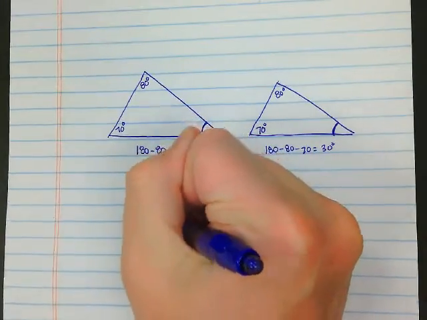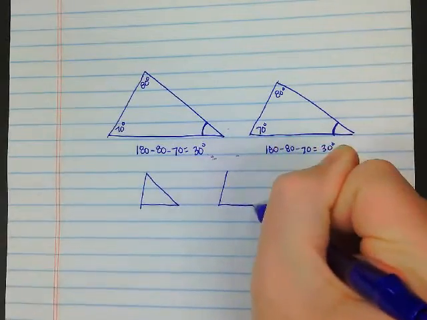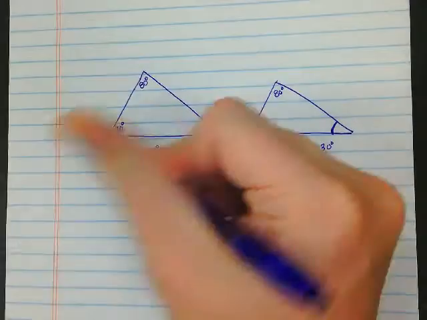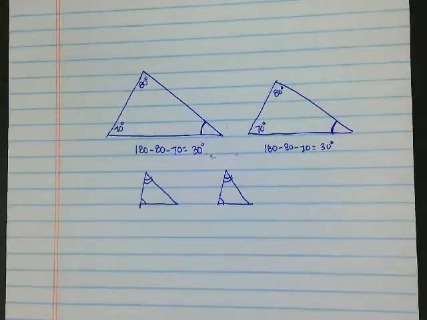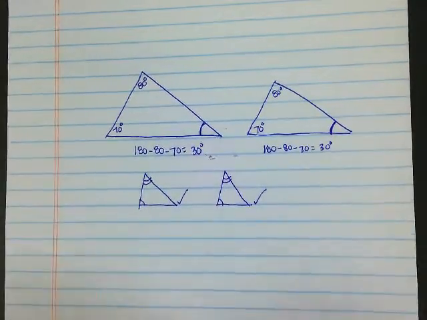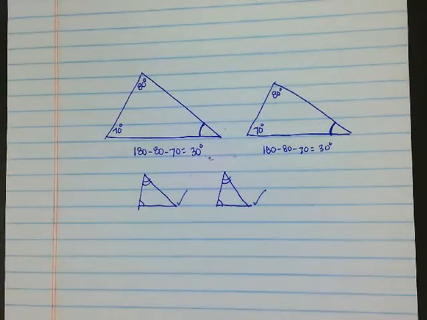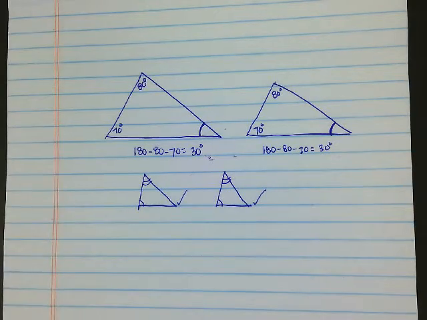If I have two triangles, I'll draw a different triangle here. If this angle is congruent to this angle, and this angle is congruent to this angle, then it can be said that this angle and this angle must also be congruent. Okay? That's what the third angles of a triangle theorem says. Alright? So any questions about it? Alright, next up.